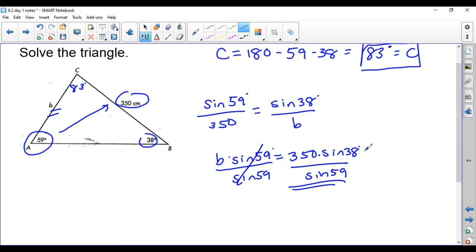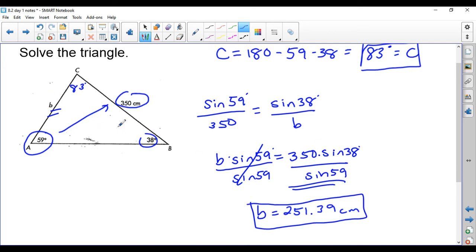350 times sine of 38 degrees divided by sine of 59 degrees, and it would give me the length of B, which we're going to round to 2 decimal places, and I get that B is 251.39, and the units in this problem are centimeters. If they give you units, put units in your answers.